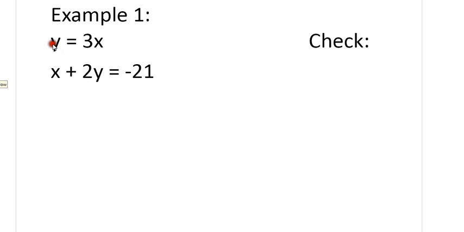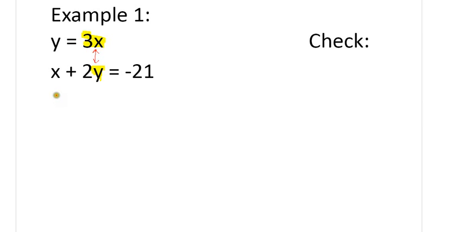Basically, what I see here is that y is equal to 3x. And if I know that y is equal to something, in this case 3x, then I know that y down here is also equal to 3x. So in this example, what I can do is replace y with whatever it is equal to. In this case, y is equal to 3x. So instead of having 2 times y here, I could have 2 times 3x.